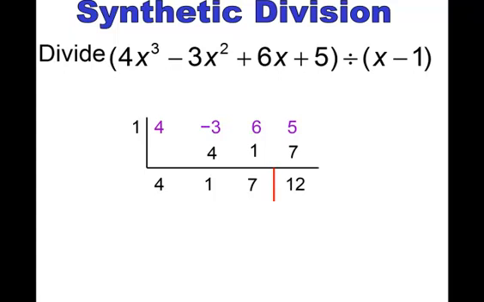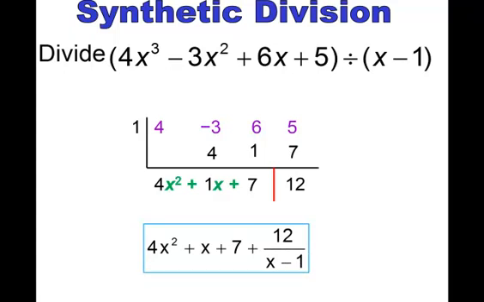So now you're going to add the variables back in by reducing by 1 exponent. So it's x cubed, so I have to reduce it. It's going to be 4x squared plus x plus 7, and my remainder is going to be 12. So we end up getting a solution here of 4x squared plus x plus 7 plus 12 over x minus 1.